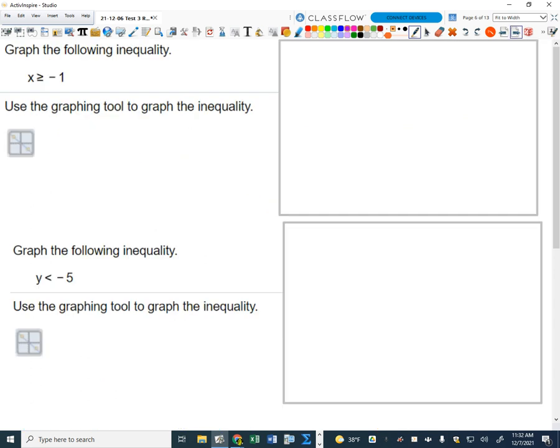Okay, graphing inequalities, no big deal. Remember, if I graph inequalities, I got to get a boundary line and a shaded region. So what's the boundary line going to look like for the top inequality? Solid line. And kind of describe it, like use your arm and show me what it looks like. Good. It's going to be vertical. It's going to cross the x-axis at negative 1. And which side am I shading?